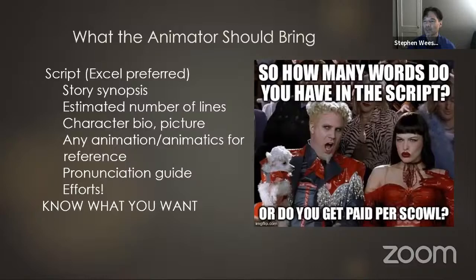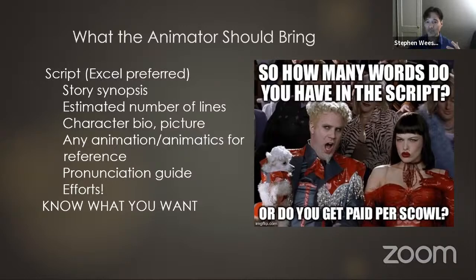But we need to know about the number of lines right away. That helps us, right? Instead of having to go through your entire script and try to figure it out ourselves. If you give us the number of lines right off, especially per character, that's even better, because then I know exactly how much time each character is going to take. Well, approximately, right?